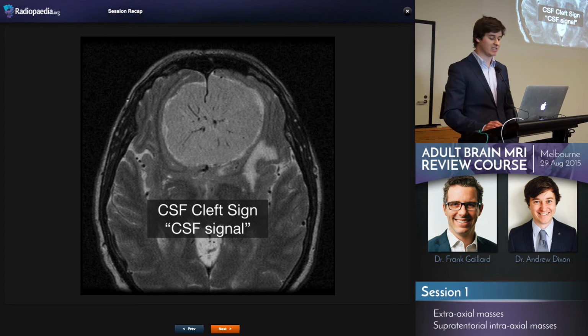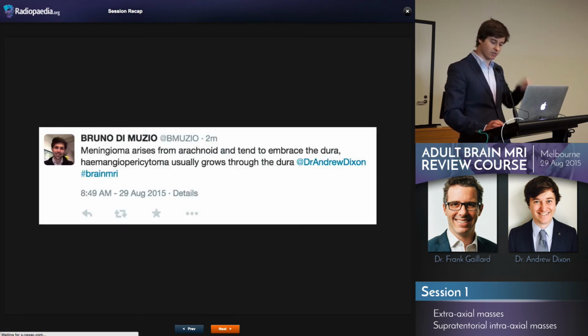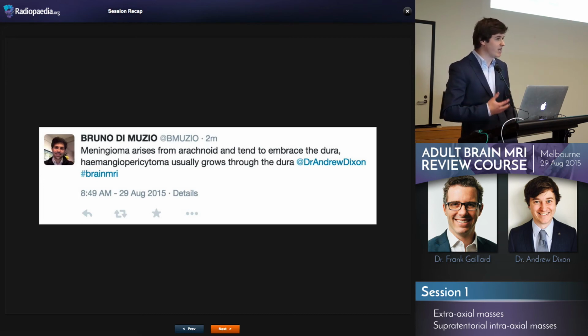Tumour juice, fantastic term. Another tweet from Bruno picked up on a point that I wanted to emphasise as well, which is the difference, or something that can help you determine whether something is a meningioma or more likely to be a hemangiopericytoma.